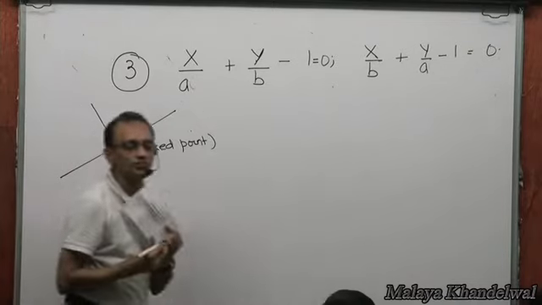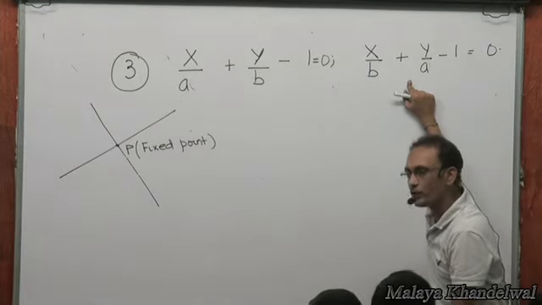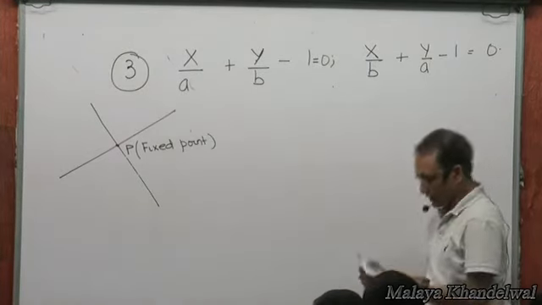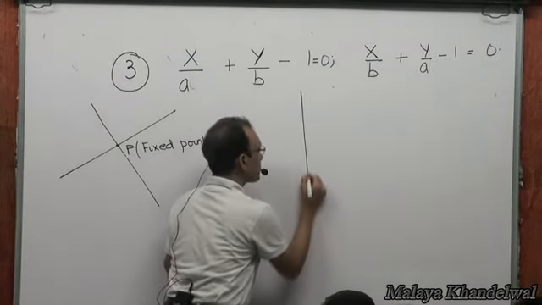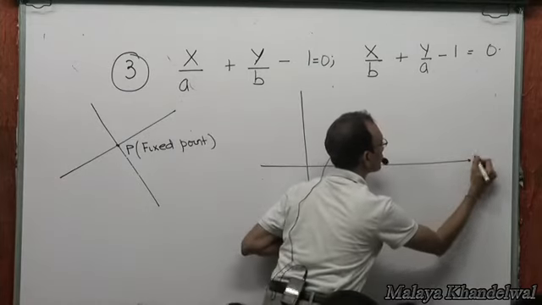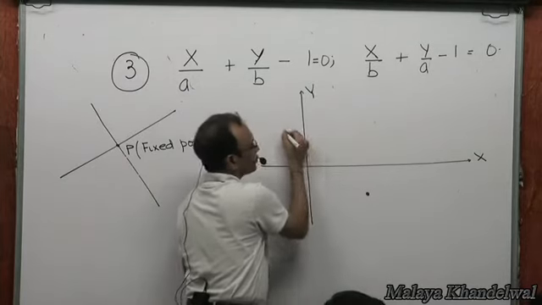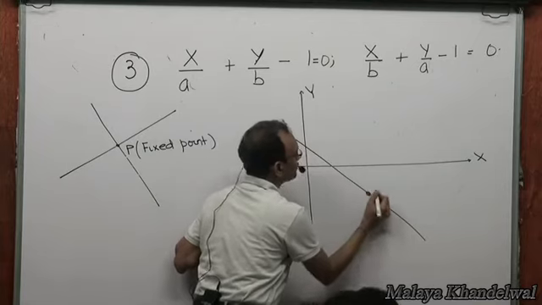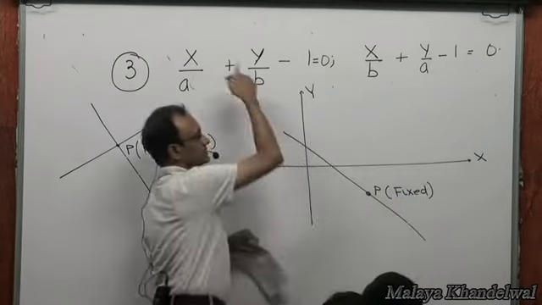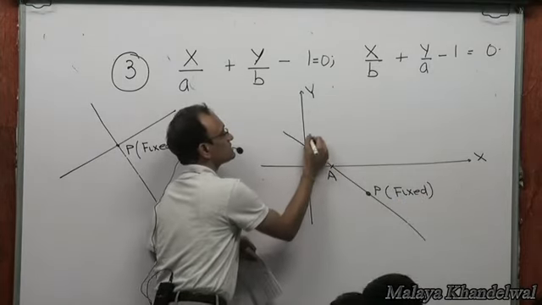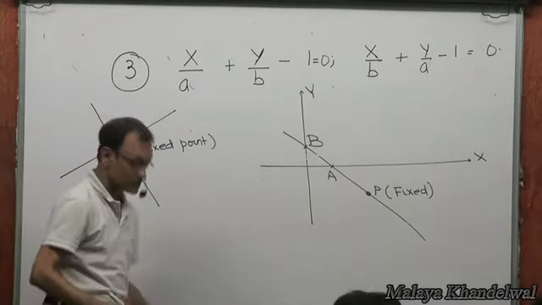And how do you obtain the coordinates of P? You could have obtained the coordinates of P by solving these two equations. You get the coordinates of the fixed point P. Now, this point P could be anywhere. That will depend on what a and b are. Through this fixed point P, we are drawing very many lines. This, for instance, is one such line.